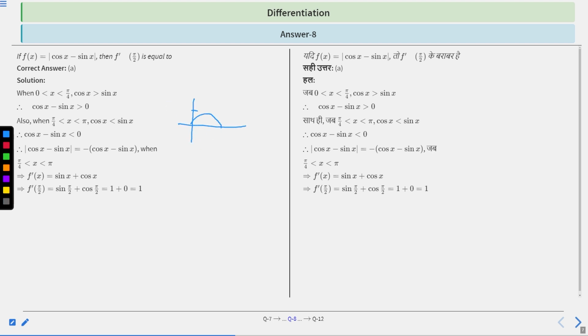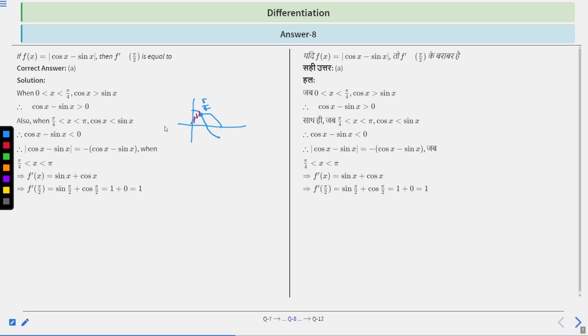And this is something cos x, like this, clear? So this point is basically pi by 4, right? This point is pi by 4. So from 0 to pi by 4, cos x is greater than sin x, right? This is the graph of sin x. You can see, from 0 to pi by 4, cos x is greater than sin x.